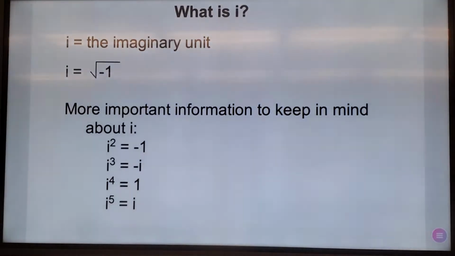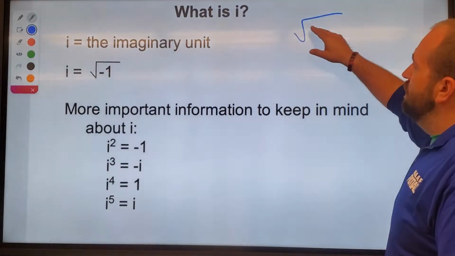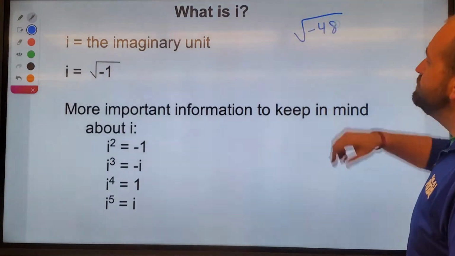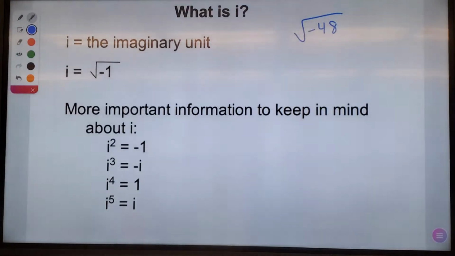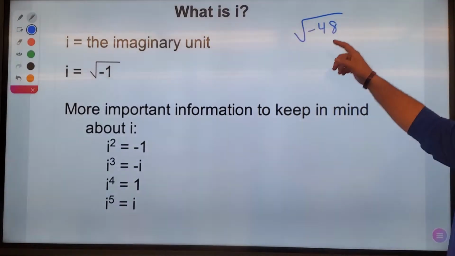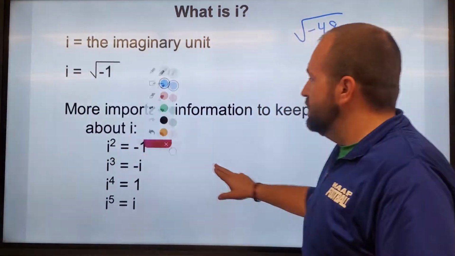But more importantly, this goes back to the previous section of simplifying square roots. You will notice that I will have one of these problems on your quizzes and tests where I give something like, let's say, the square root of negative 48. If you plug this into a calculator, you're going to come up with a solution that says non-real number, or it will say error. That's because it's an imaginary unit. We're still going to take 48 and find the factors of 48.